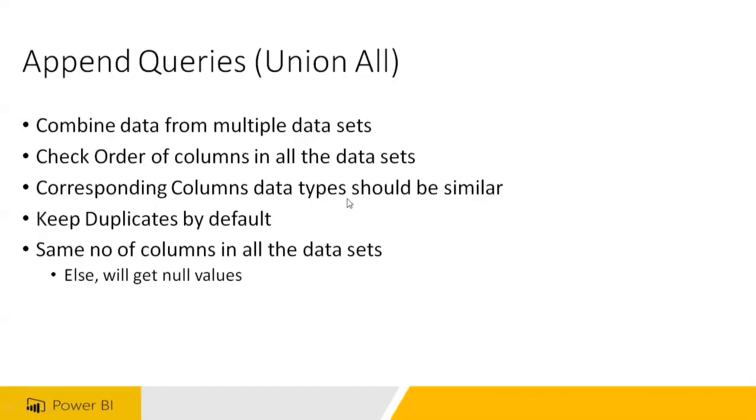Corresponding columns or data types should match or should be similar. So if it is integer, the bottom table should also have integer. Keep duplicates by default in your appending queries. This is what is going to happen because it is a union all. Same number of columns in all data sets.